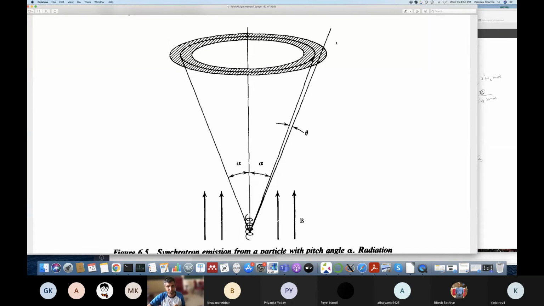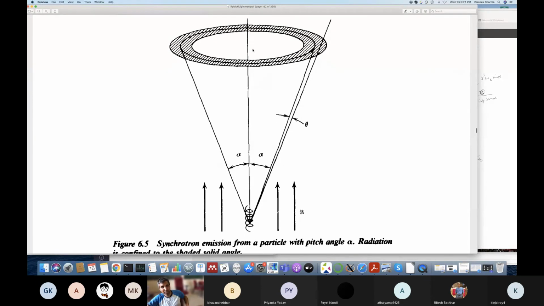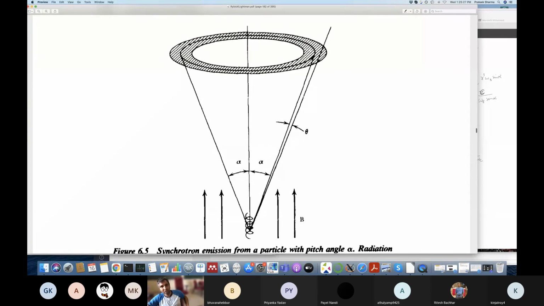Only when you're looking along this direction of the pitch angle, when the velocity is directly pointed towards you, you see the strong electric field. This electric field is confined to an angle theta of order 1 by gamma. This is the radiation pattern for a given value of alpha, and the whole annulus is filled because wherever you are looking along that cone, you are seeing one particular phase in the orbit of the particle.